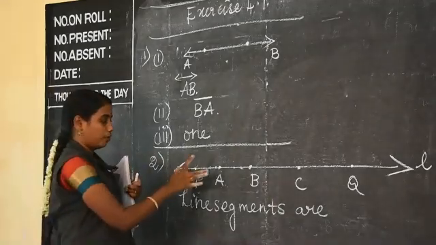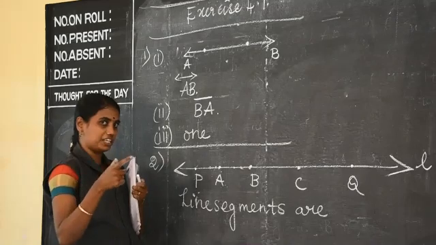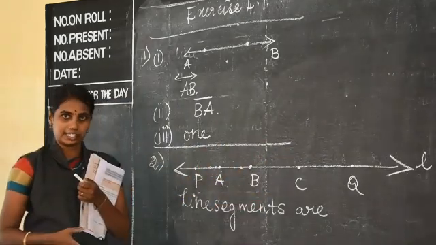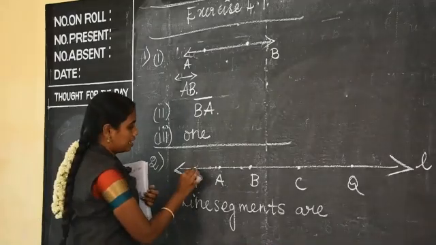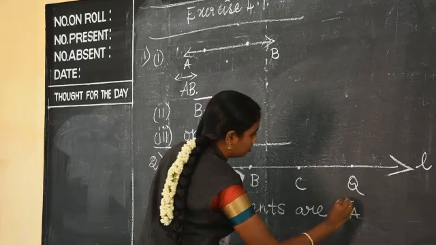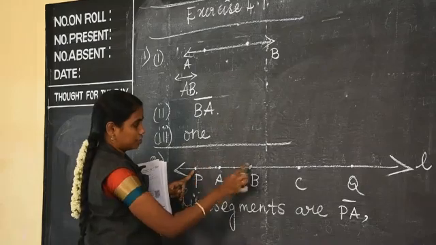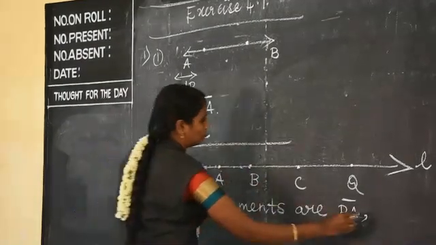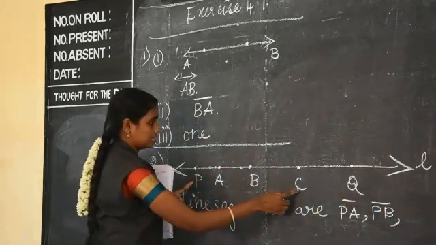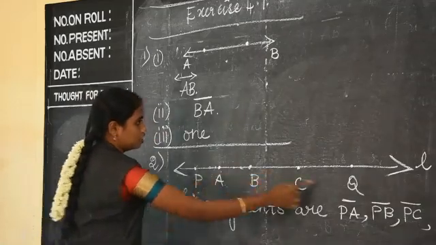If you take 2 points, that is one line segment. We know that, yes or no? If you have 2 endpoints, that is a line segment. So from the line, we can have line segments. Now PA is the first line segment, yes or no? PA. Next, PB, you take 2 points. Next PC. Next PQ.